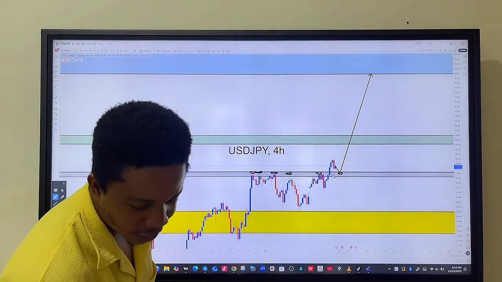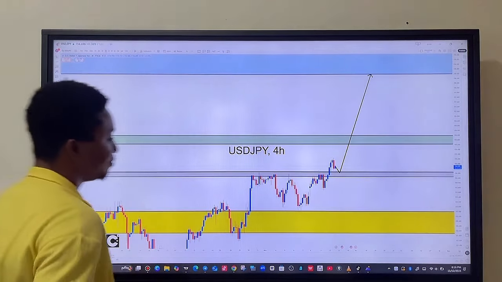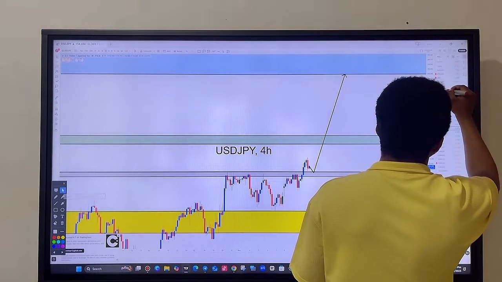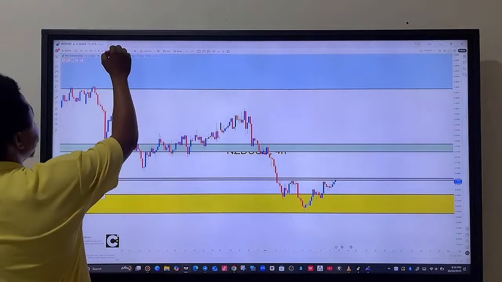So NZD USD is up next. Let's go to NZD USD. Let's take it all the way to the 3 months and then begin with the breakdown as usual.